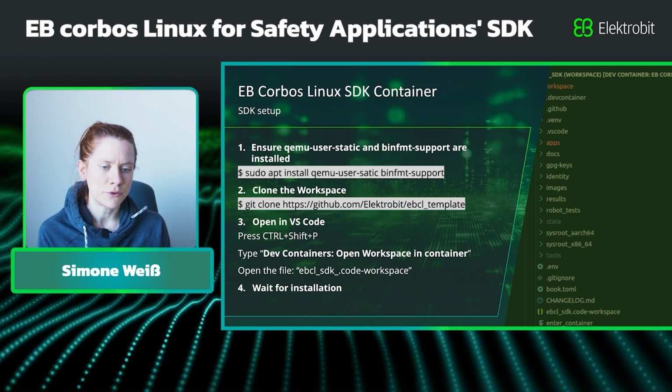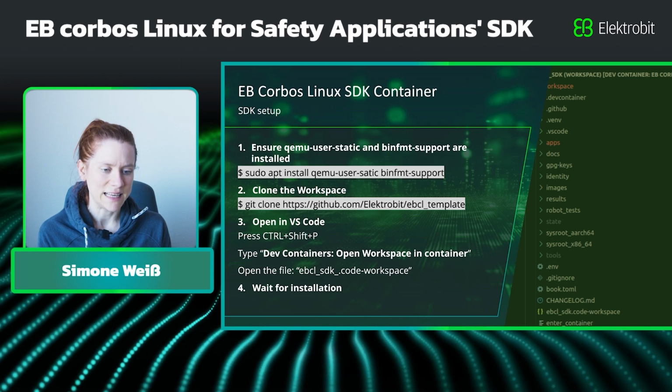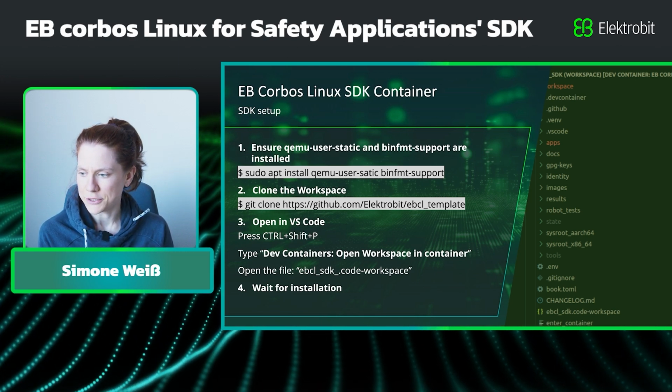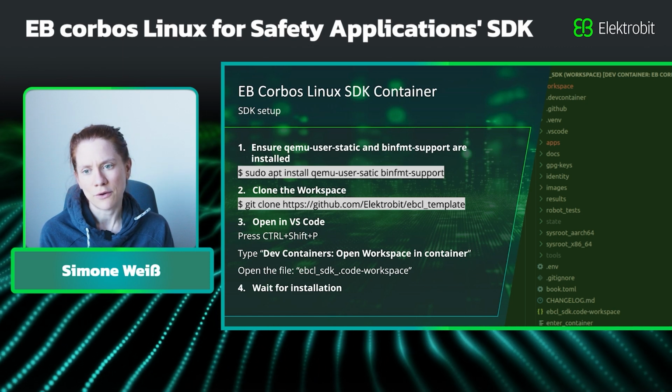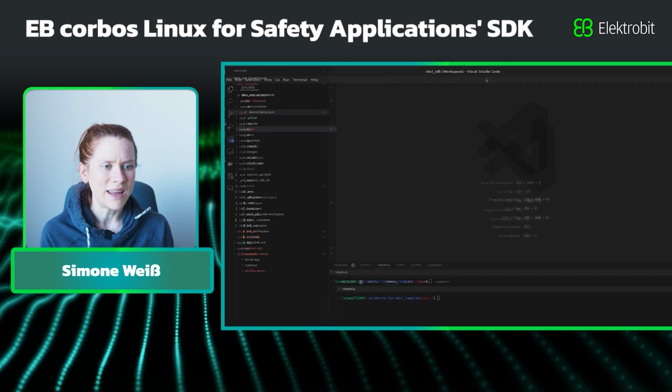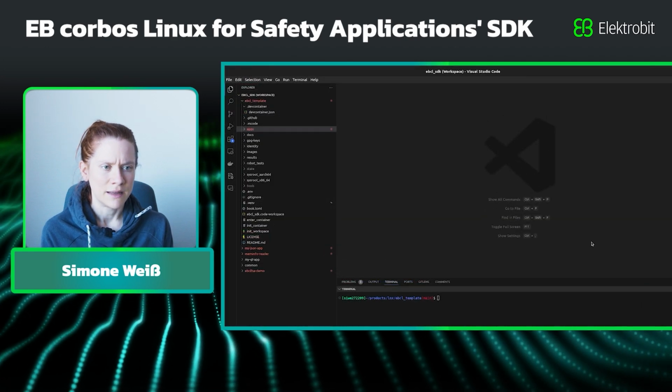After the workspace is cloned, simply open the EBCL SDK code workspace in the development container and wait for the installation. The installation should take roughly 5 minutes. Afterwards, you should be greeted by the following VS Code window and be good to go.